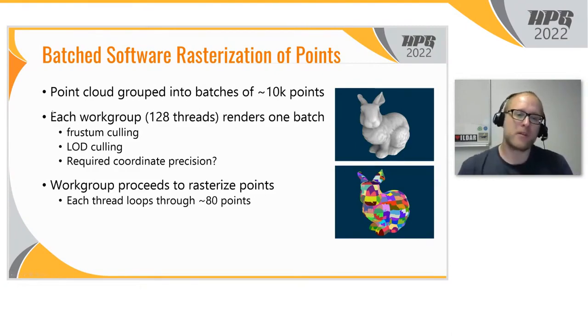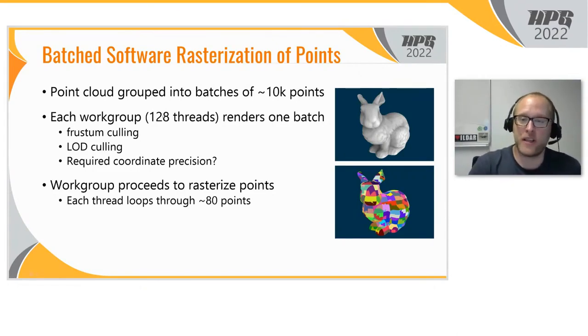So in previous work, we were spawning one thread for each point, and this isn't very efficient scaling-wise. So what we're doing now is we spawn one workgroup for one batch. One workgroup has 128 threads, one batch about 10,000 points. And the first thing a workgroup does is frustum culling for the batch that it processes. And if the batch is not visible, it aborts right away.